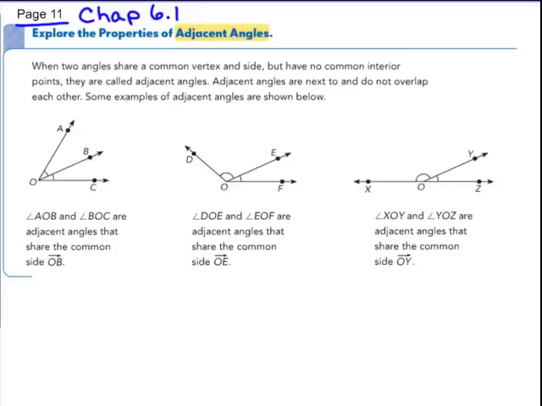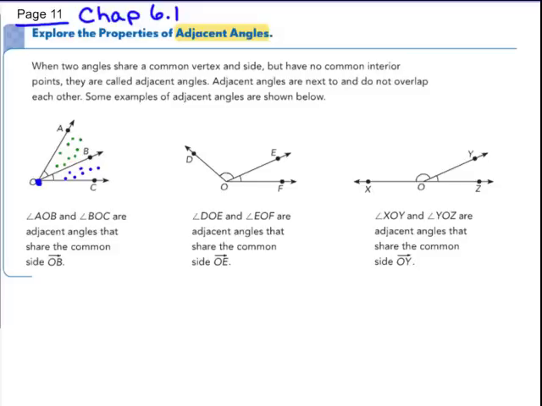When two angles share a common vertex, for instance, this pair of angles shares a common vertex O, and a side, but have no common interior points. So points in between angles COB, I'll do here in blue, and points in between BOA, I'll do here in green. These interior points don't overlap. So COB and BOA are adjacent angles. They share the common side, or the common ray, of OB.